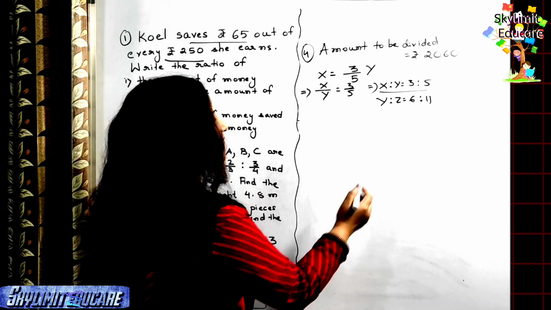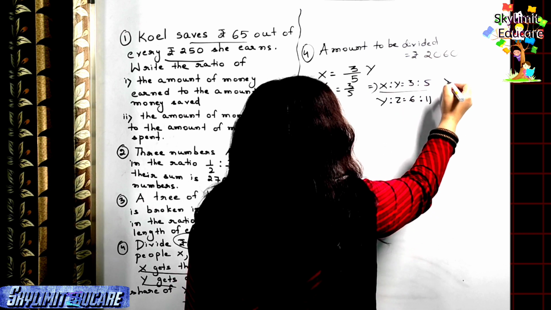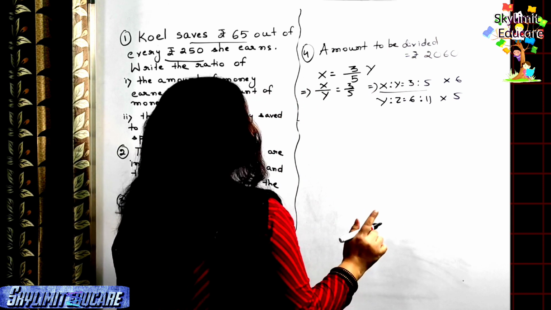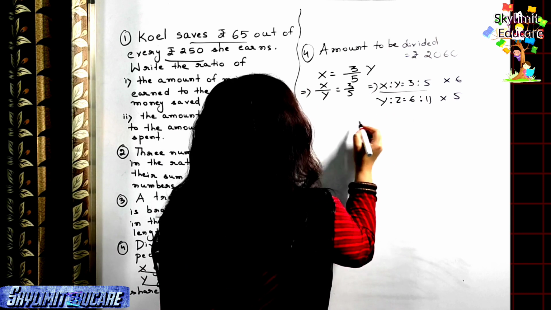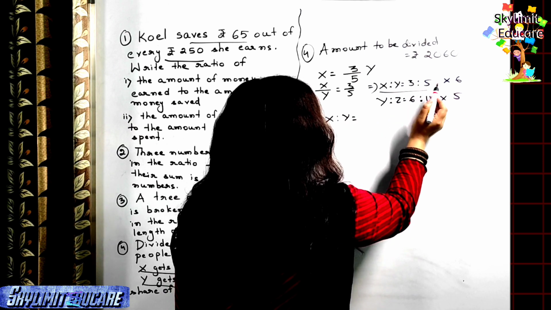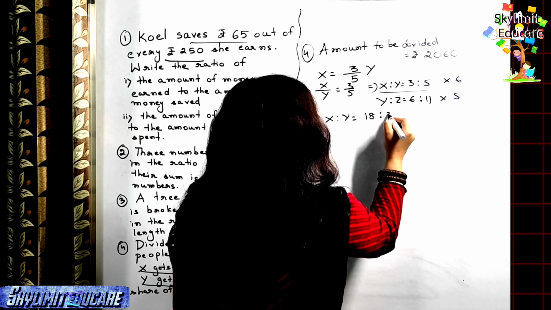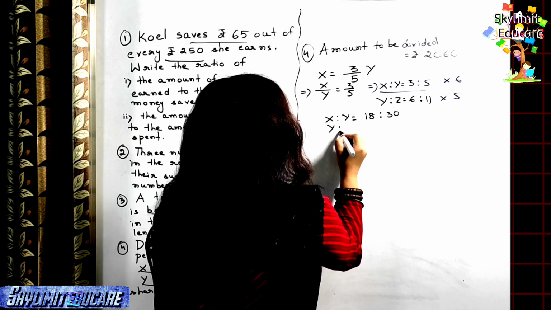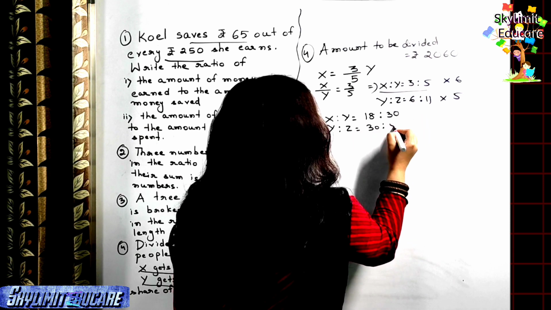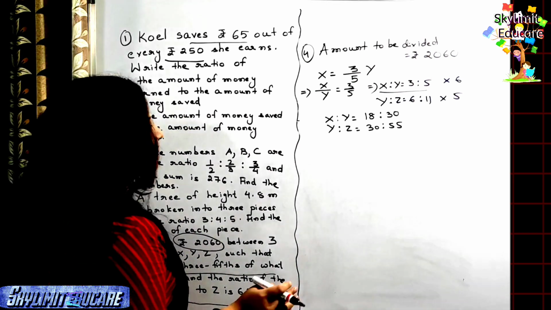Now we have to make this 6 and 5 equal, right? So we will multiply this with 6 and this with 5, if you recall. Yes. So now after multiplying, what do we get here? X is to Y will be, when you multiply 6 by 5, 30, so you have to multiply 6 with 3 also. So you got it, 18 is to 30, and here Y is to Z will be 30 is to 55. I think I have made myself very clear, right?